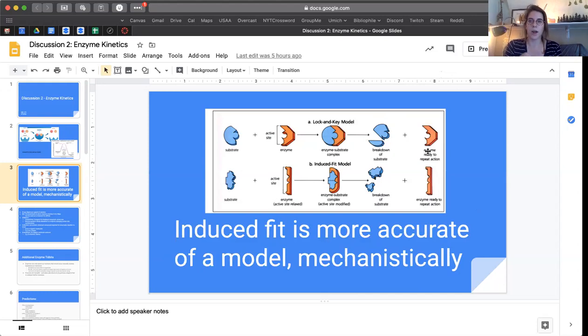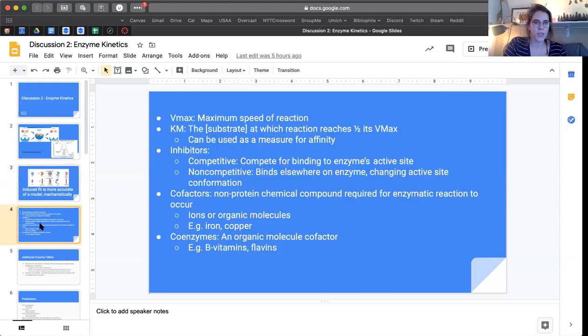And then once the products are released, the enzyme does go back to its original shape unless we denature the enzyme, which I'll talk about in a little bit. But that's why enzymes are so great, is because they return to their original shape. So then suddenly you can catalyze more and more and more, and you don't have to replace them. So hopefully that makes a little bit of sense regarding structure.